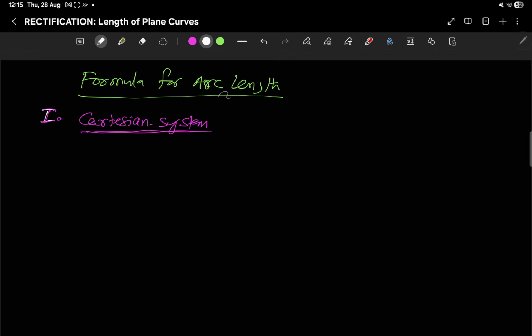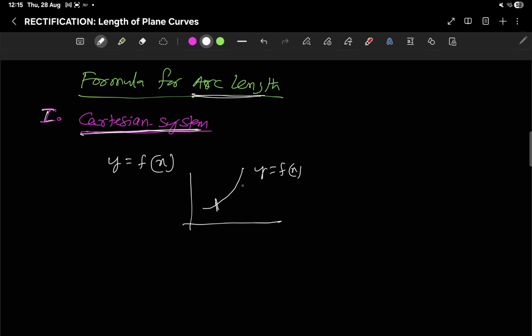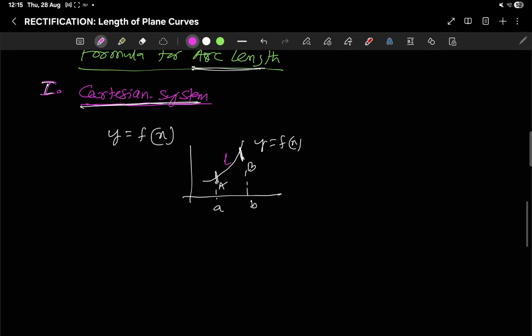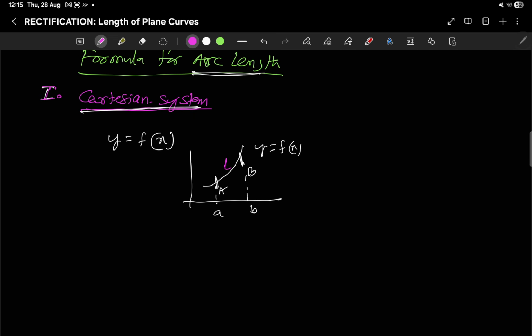Now we have the formula for the arc length. In the Cartesian system, suppose you are given a curve y = f(x), as we discussed above, and we want to find the length of the arc in between a and b. This is the point on the x-axis, my a, and it is my b. Then this length of the arc is my L. Here L will be given by the integral from a to b of the square root of 1 plus (dy/dx) squared, dx.